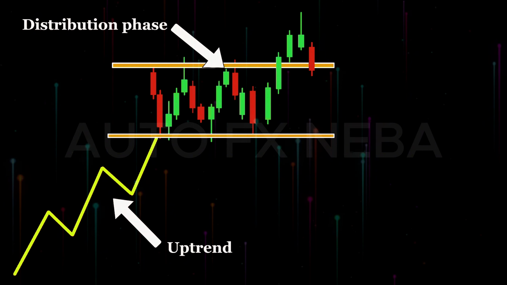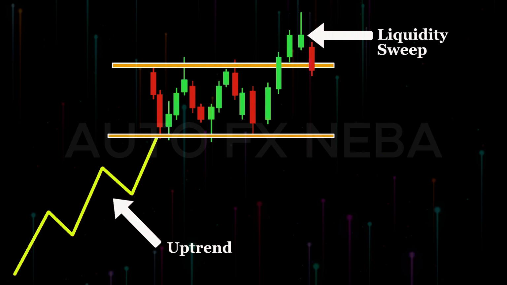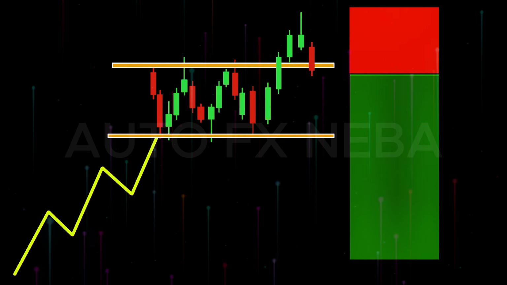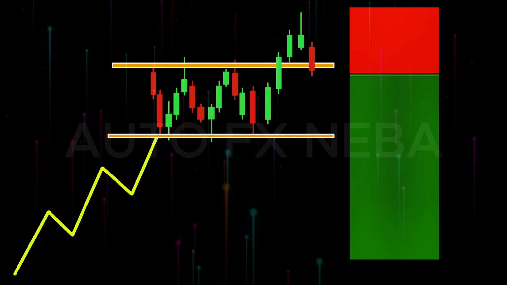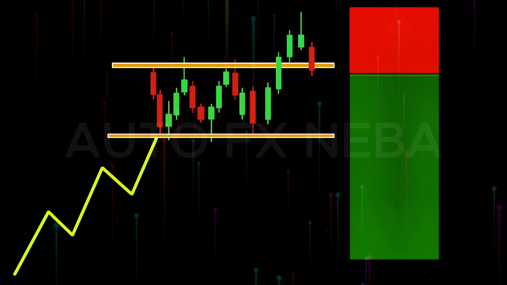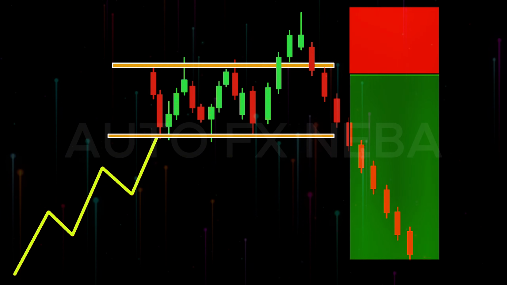Then comes the liquidity sweep, a false breakout above the range that grabs stop losses. Once price returns back inside the range, that's your signal. Enter at the close of the candle that re-enters the range. Place your stop loss above the recent high, set your target at the next key support level. This allows you to catch the acceleration phase, also called the markdown, where price drops rapidly after the trap.